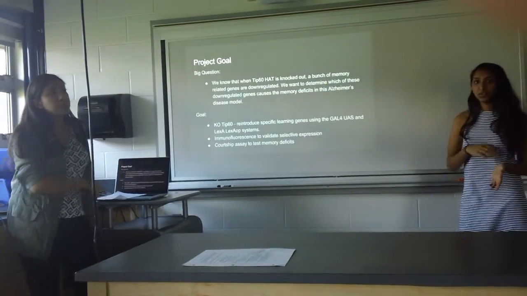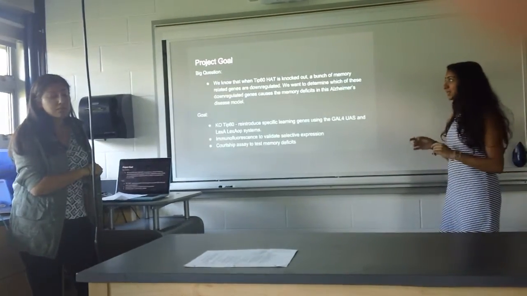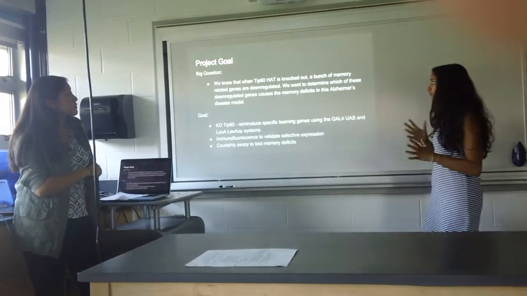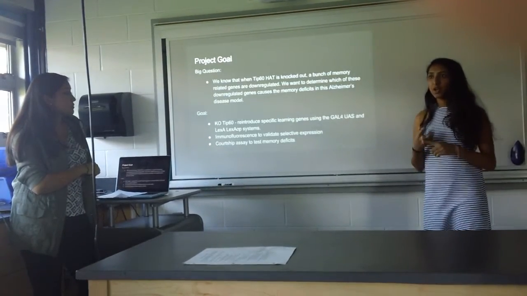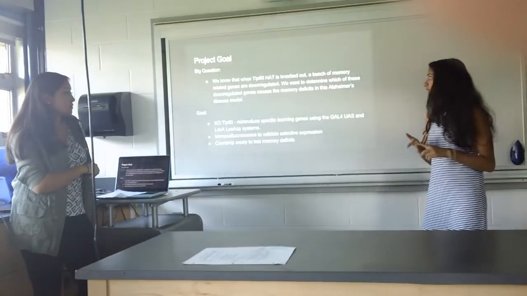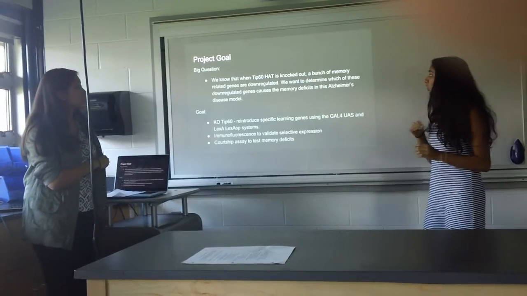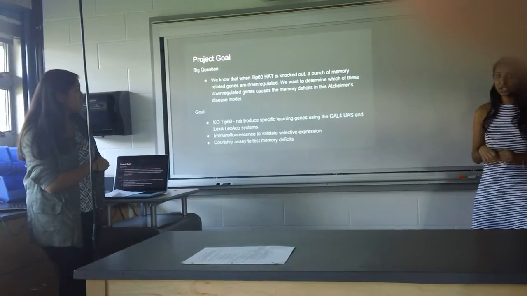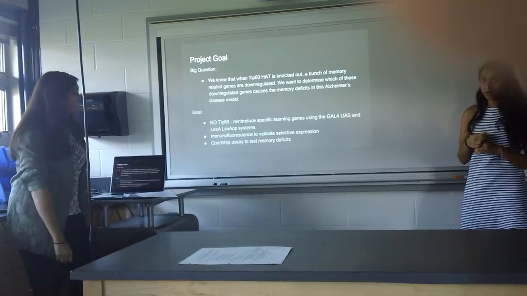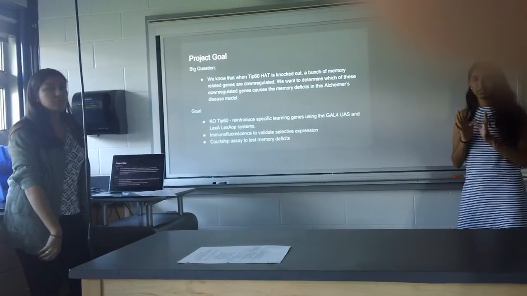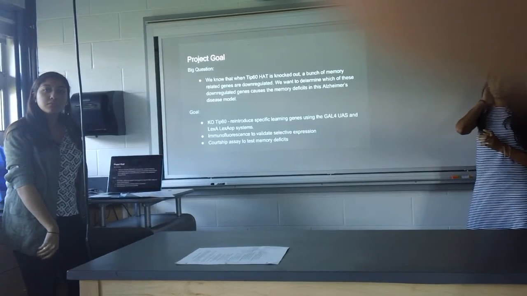So based on what Sophia told us about Alzheimer's and TIP60 HAT, we know that when TIP60 HAT is knocked out, a bunch of memory-related genes are downregulated, specifically the rutabaga gene, the foraging gene, and testiculin 2. And we want to determine which of these downregulated genes causes the memory deficits in this Alzheimer's disease model. Any questions? Yes? How close is the Alzheimer's Drosophila model to the human model?